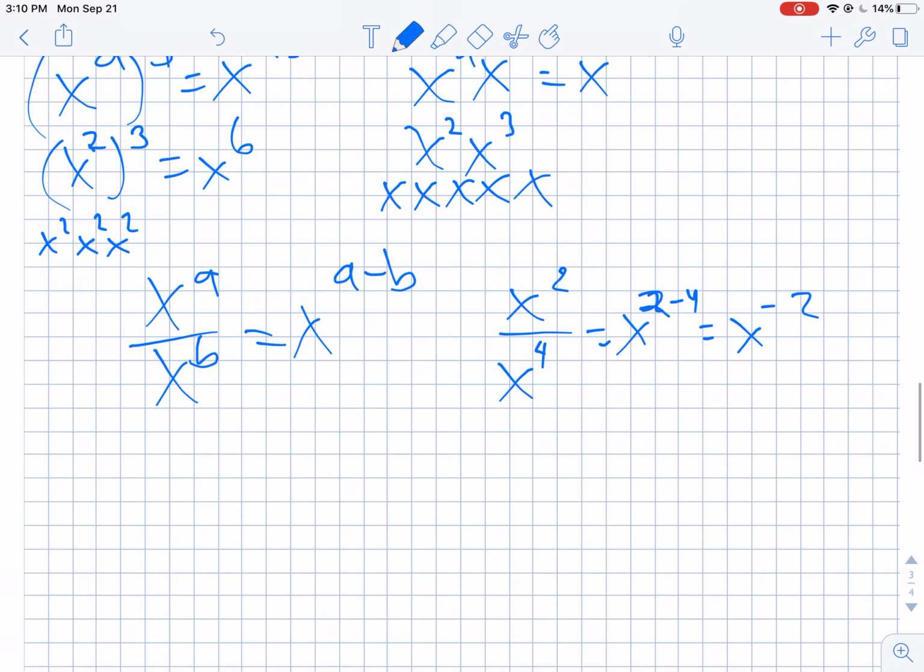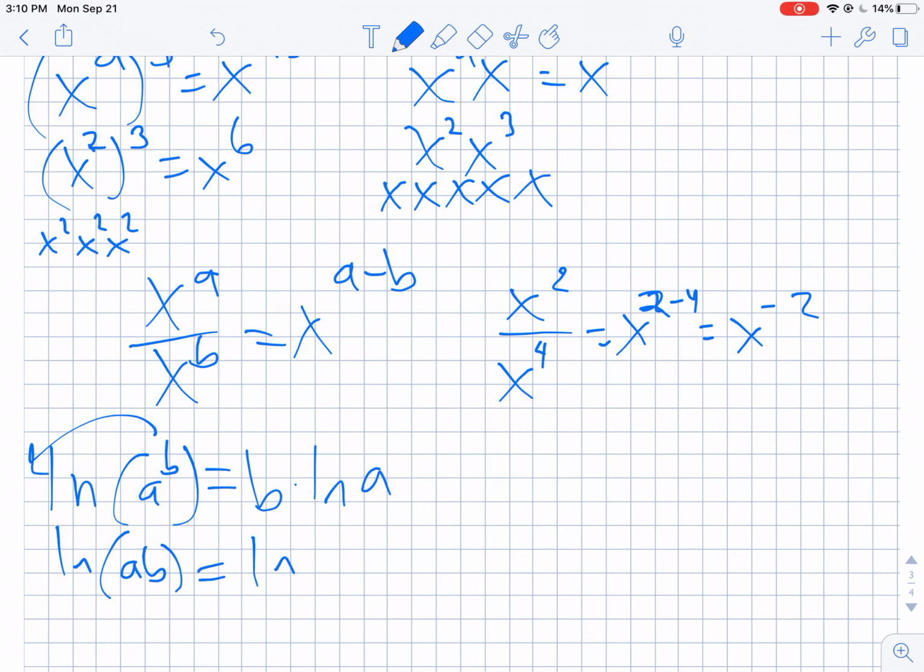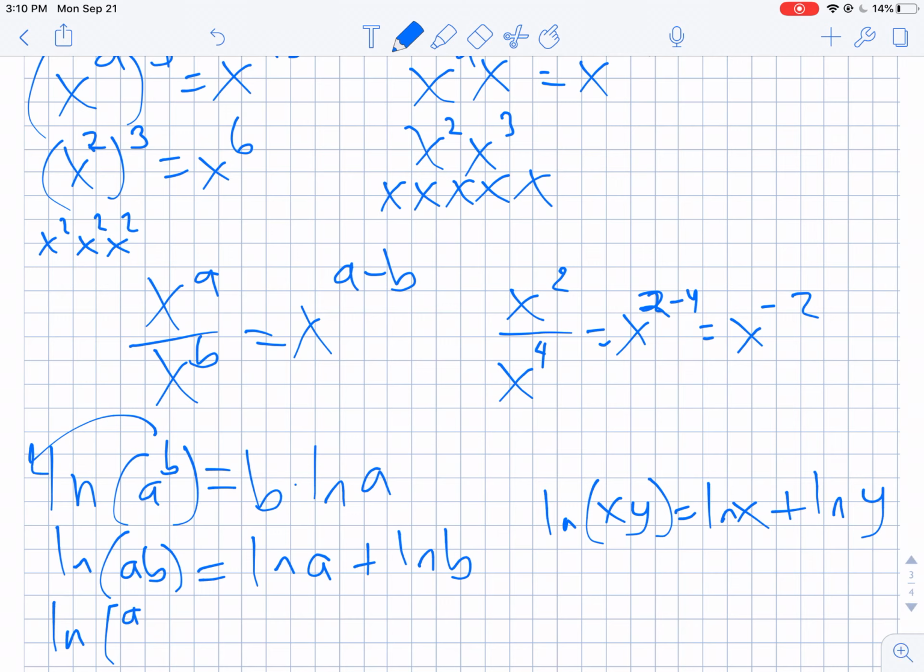Some other things, with logs: if you have the natural log of a to the b power, we saw this earlier, you can bring that down in front. That's b times the natural log of a. If you have the natural log of ab, you can break that into the natural log of a plus the natural log of b. This might be helpful if you have an ln of x times y. It might be useful to write that as ln of x plus ln of y. That's a lot easier to take the derivative of or work with. If you have ln of a divided by b, you can write that as the natural log of a minus the natural log of b.